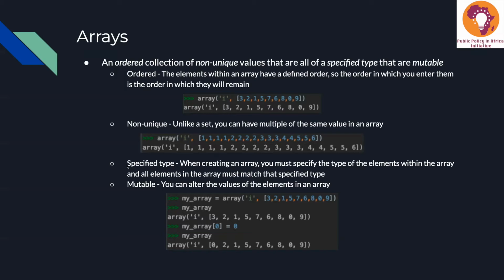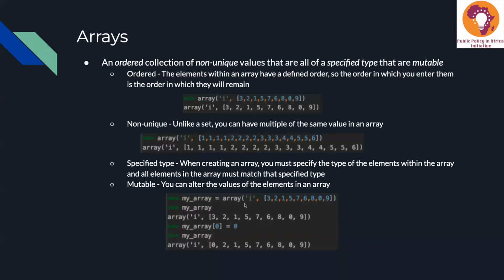So, specified type. When creating an array, you must specify the type of the elements within the array, and all elements in the array must match that specified type. So again, up here where I entered the string I as the first argument, that was indicating the type of the array and saying that all the elements within that array are going to be integers. So they have a specified type. And then they're also mutable. You can alter the values of the elements in an array.